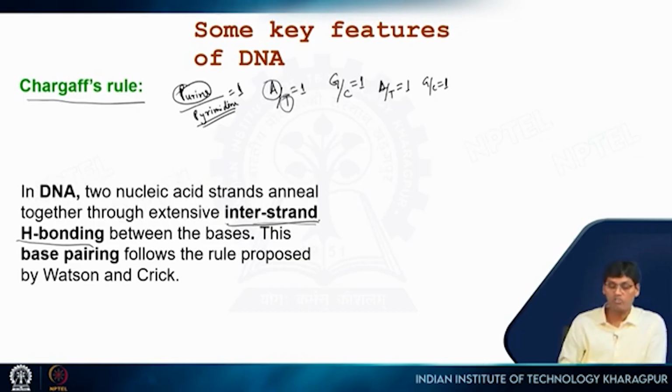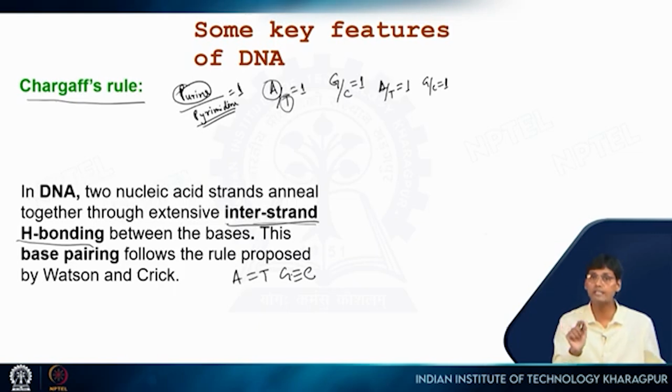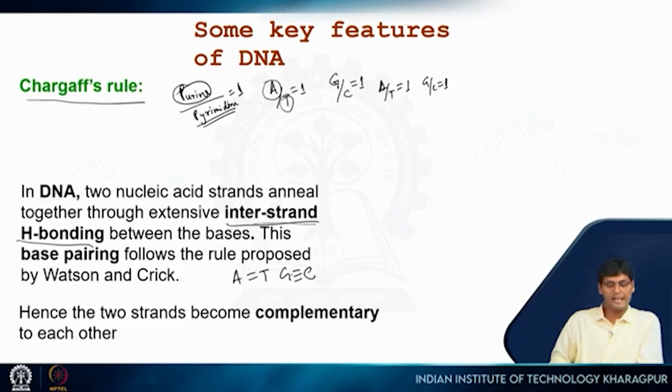This base pairing follows the rule proposed by Watson and Crick that A base pairs with T. Here A and T make 2 hydrogen bonds between them, and G and C make 3 hydrogen bonds between them. This is called Watson and Crick base pairing, and it is evident from Chargaff's rule also, that purine by pyrimidine is equal to 1. Hence the 2 strands become complementary to each other.